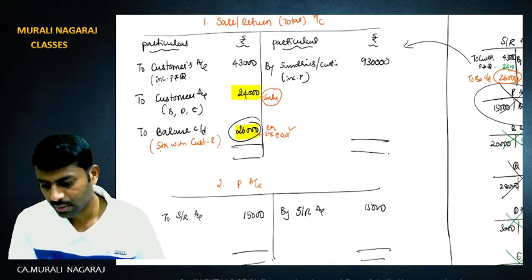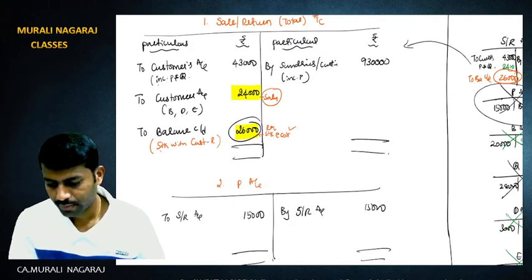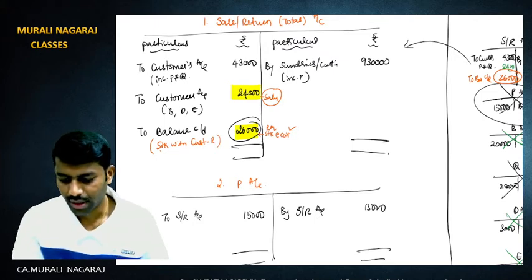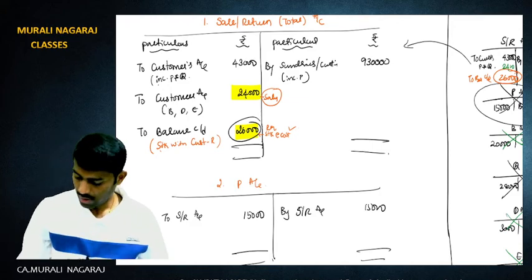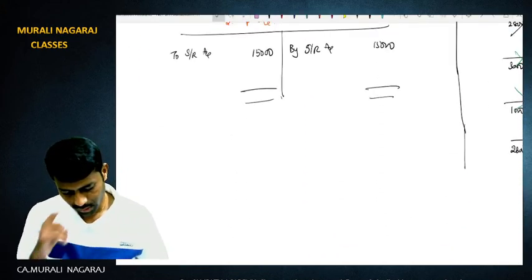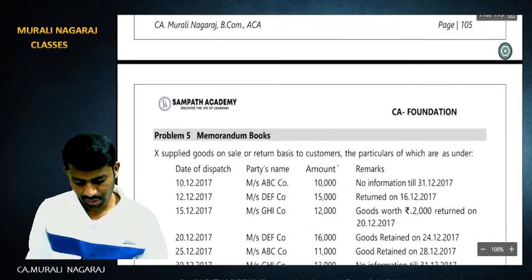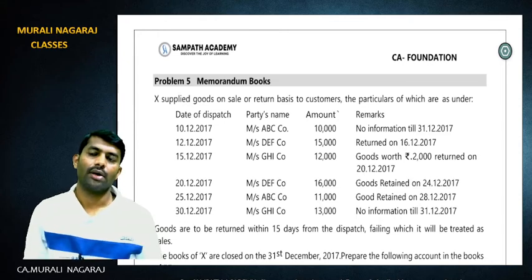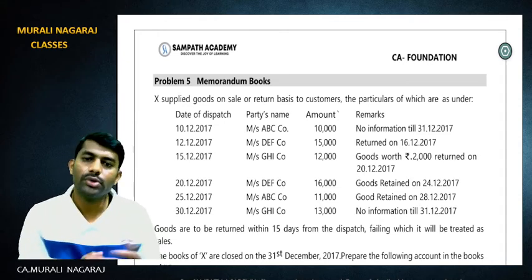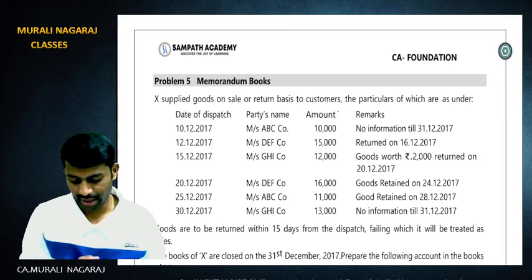So next, let's go to problem number 5. This is very nice. They have given the transactions, like a sale or return day book. Using that, you have to take it into account. Let us see what they have asked.